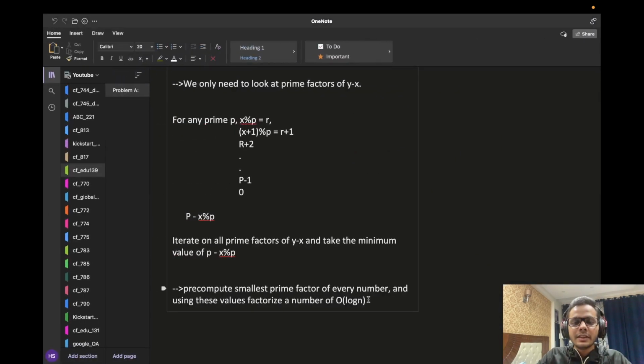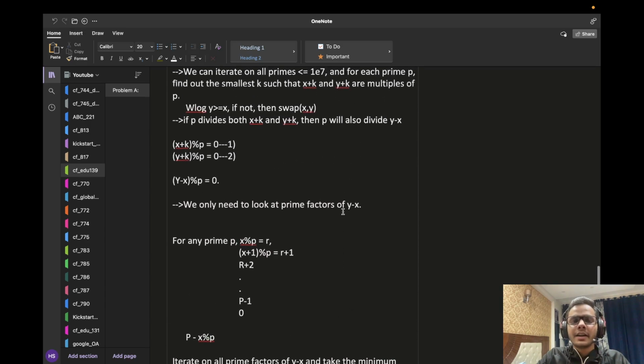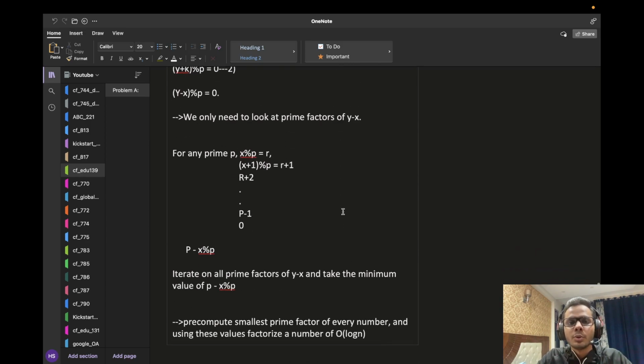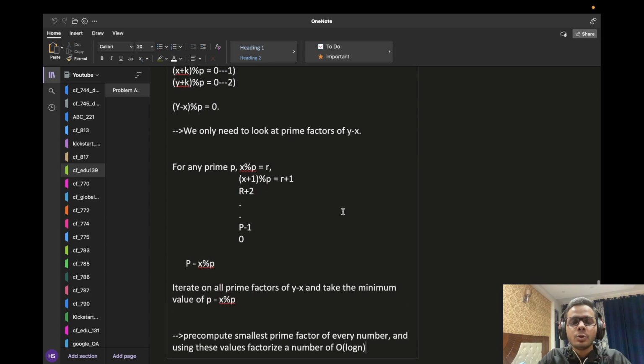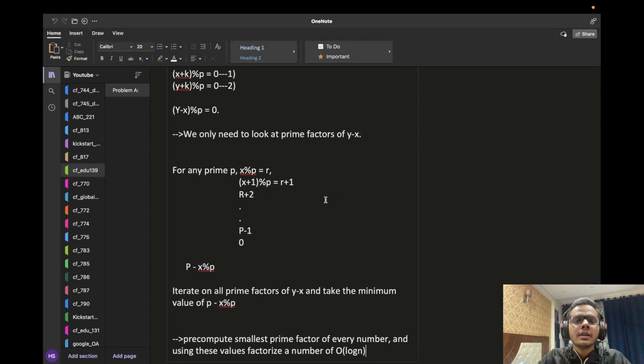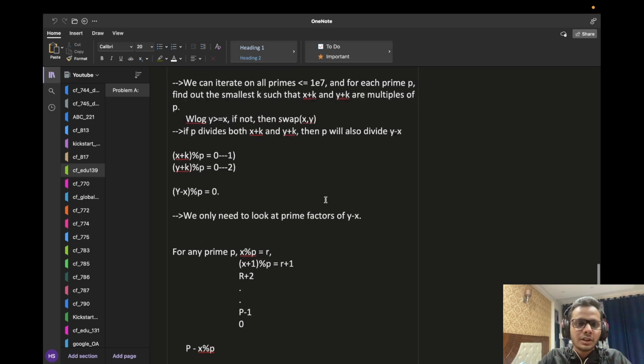This technique is pretty well known, which is why I'm not elaborating on it, factorizing using a sieve. I'll just leave it as an exercise for you. If you don't know it, go on the internet and search how we can factorize numbers using the smallest prime factor, right? So this is the solution to problem D.